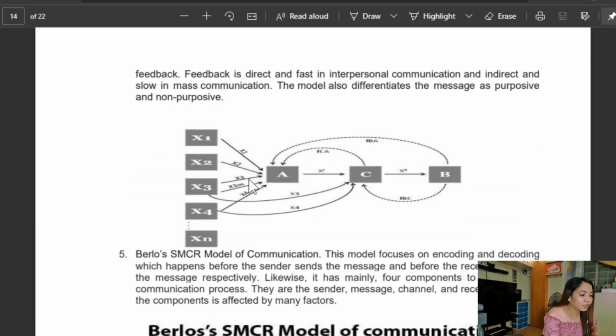So, the difference is who you are talking to and what the setting of the communication is. If it's in a large group of people, it takes a while to get the feedback on the message that was sent by the speaker.